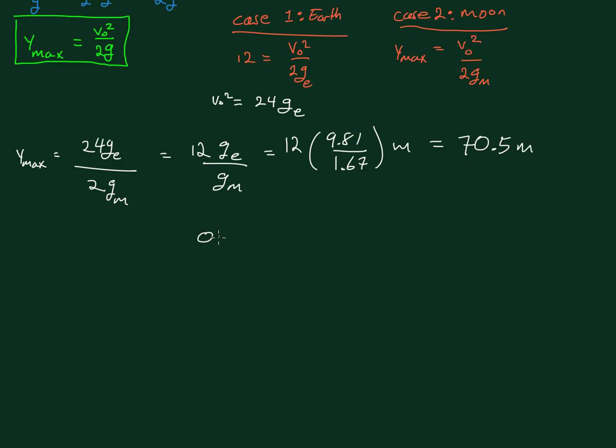So on the moon, given that you throw the stone with the same initial velocity, the maximum height that the stone can reach is 70.5 meters.